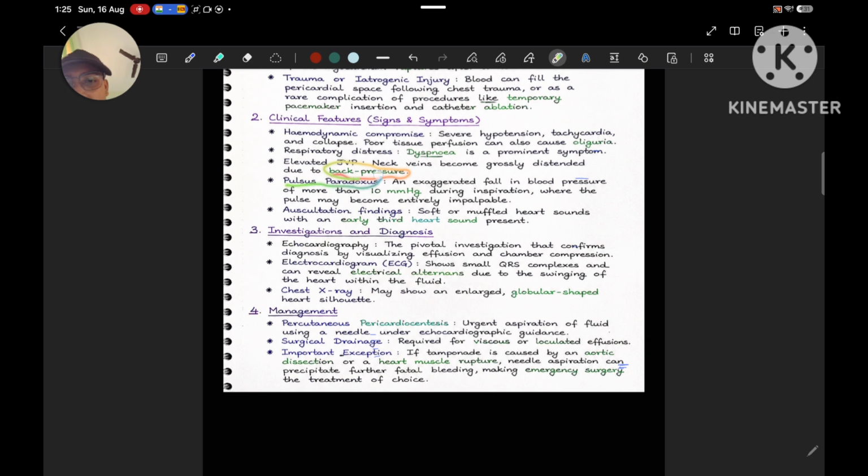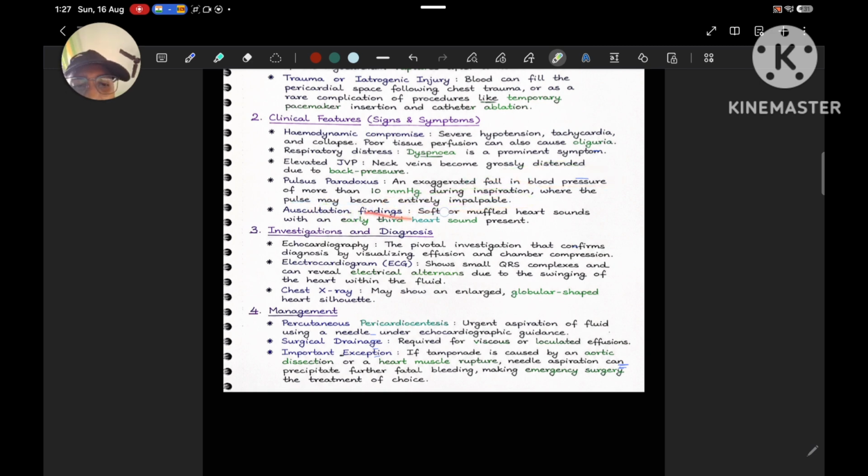So we have the pulsus paradoxus. What is pulsus paradoxus? A fall in blood pressure, as severe hypotension happens, so blood pressure decreases because the cardiac output decreases. Blood filling inside the heart chamber also decreases, cardiac output decreases, so severe hypotension occurs and blood pressure decreases by more than 10 mmHg. This is called pulsus paradoxus. It is seen mainly during inspiration, where the pulse may become entirely impalpable.